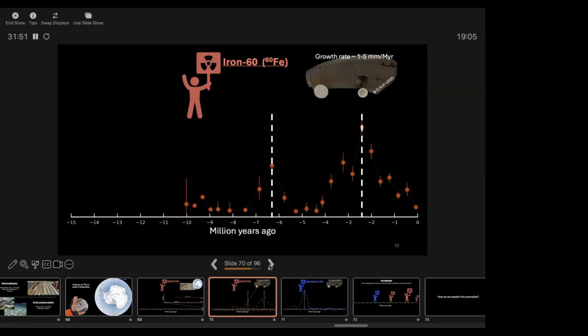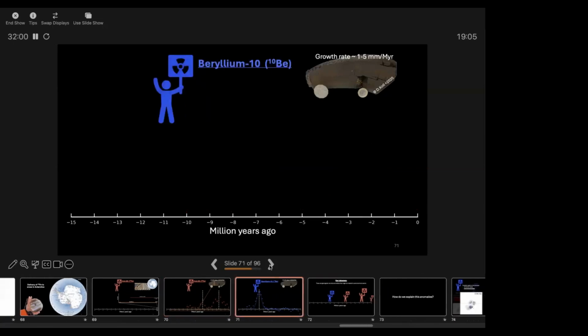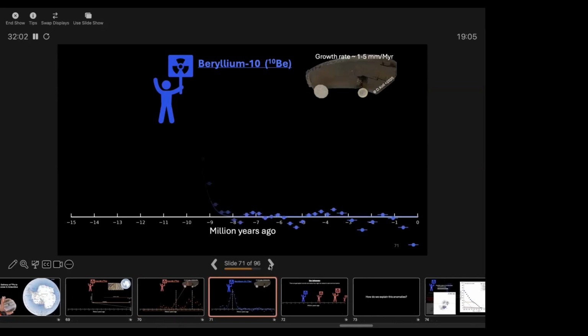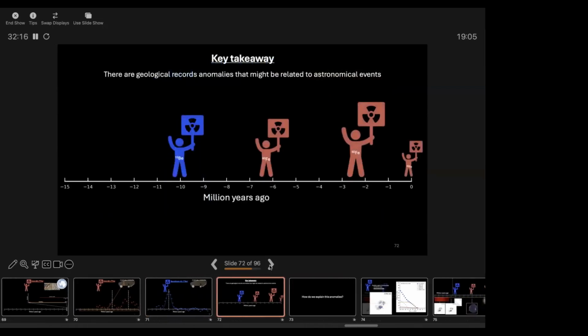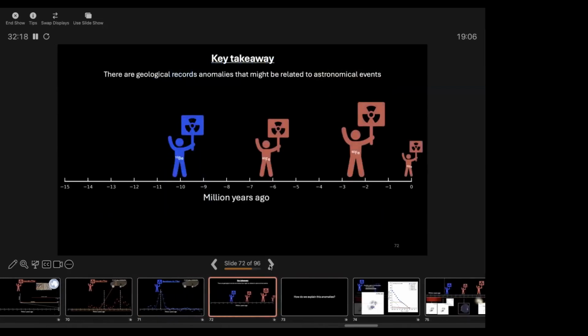And the question is, why do we see them? What was happening in that moment for which we can explain them? And then the other element that I introduced you was beryllium-10, and also here we see an anomaly. So again, we should not see anything, but around 10 millions of years ago, we see that we have an excess in beryllium-10. And so the key takeaway here essentially is this one: that there are geological record anomalies that might be related to astronomical events.